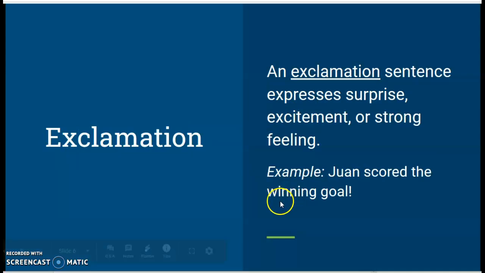The last type of sentence is an exclamation sentence. An exclamation sentence expresses surprise, excitement, or some other strong feeling. Our example here is, Juan scored the winning goal! Notice that an exclamation sentence ends with an exclamation point.